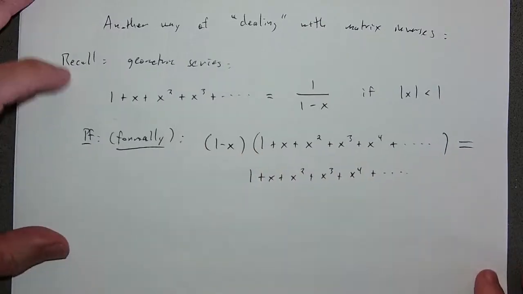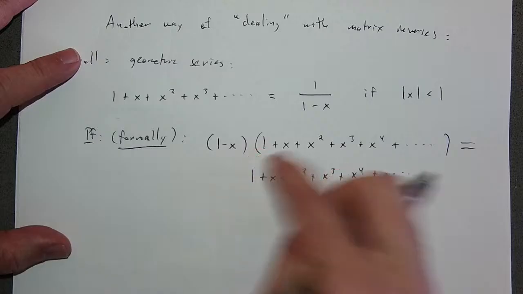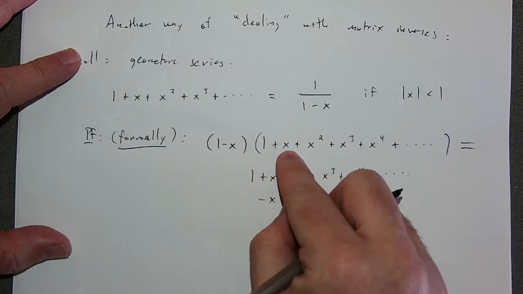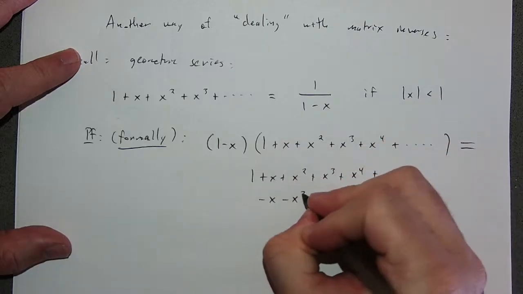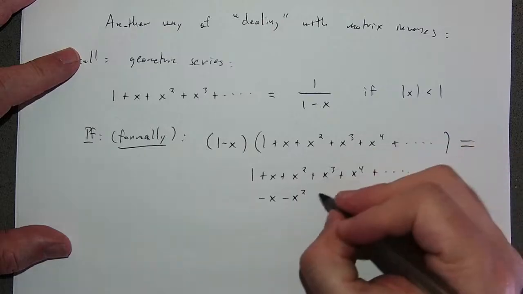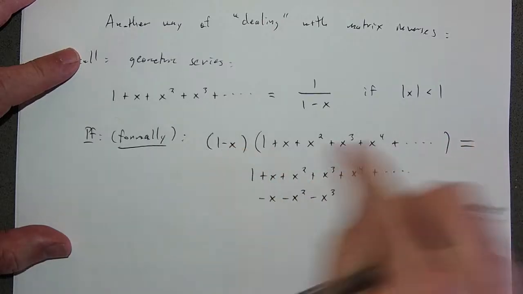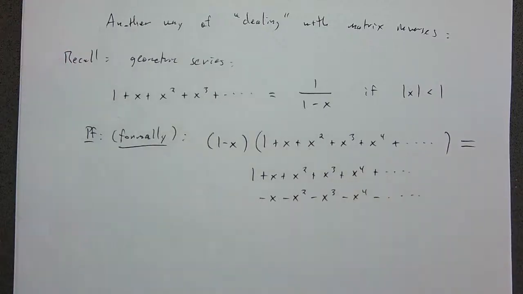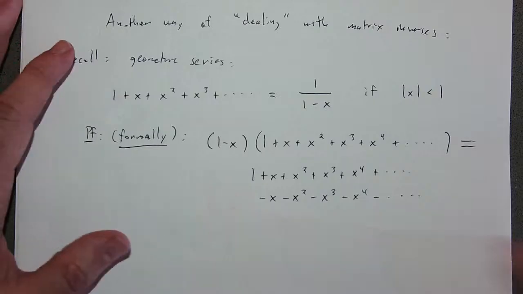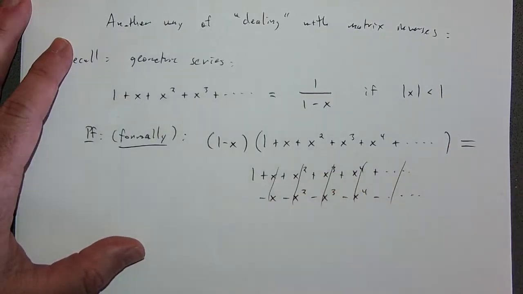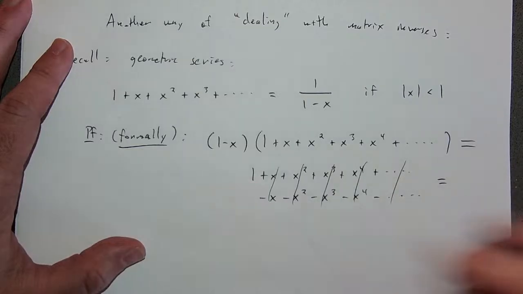That's 1 times this. But then what about the minus x times this? Well, let's just see how that goes. Minus x times 1 is minus x. I'm going to put that here. Minus x times x is minus x squared, so I'm going to put that here. Minus x times x squared is minus x cubed, so I'm going to put that here. And so on. This would be minus x to the 4th, and so on in that fashion. So when you multiply this out, these all cancel, and what I am left with is 1.